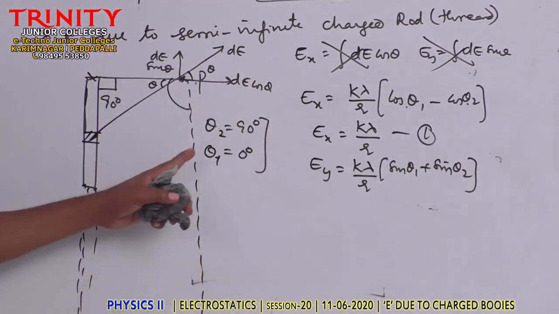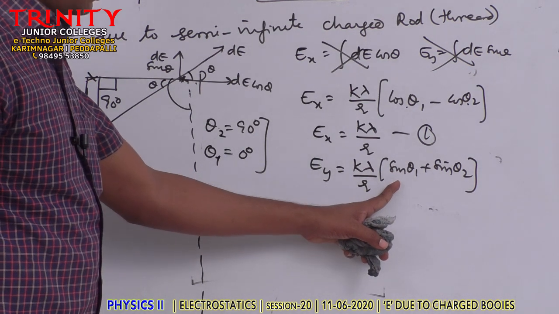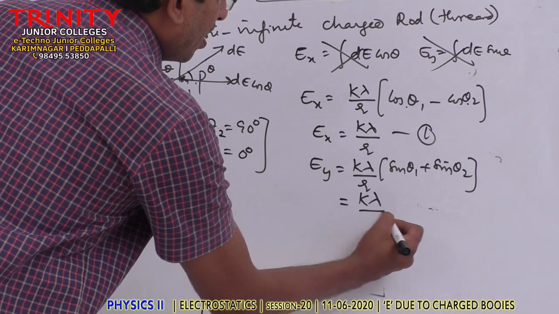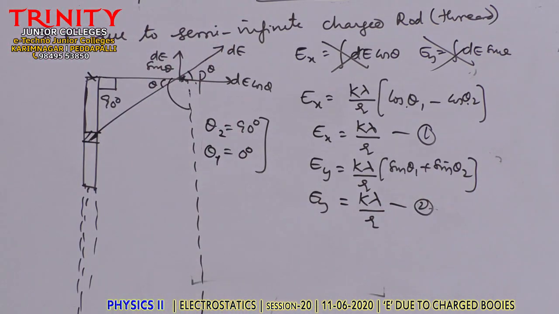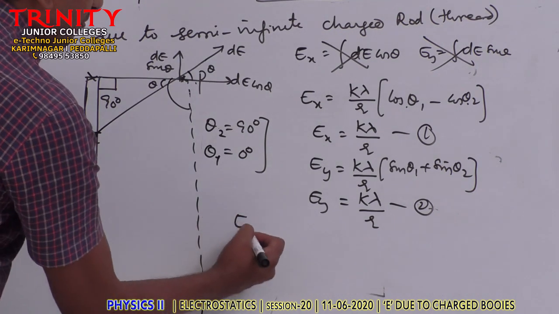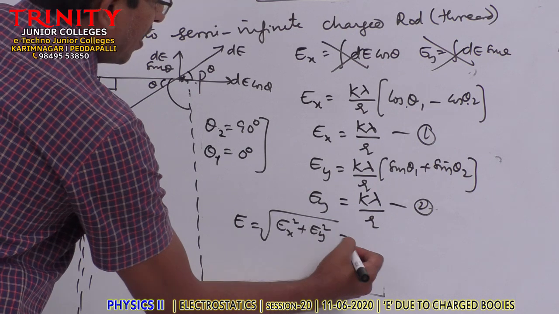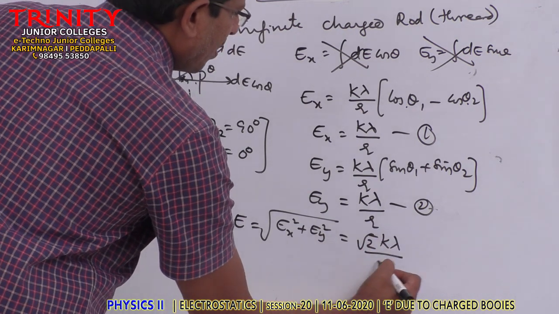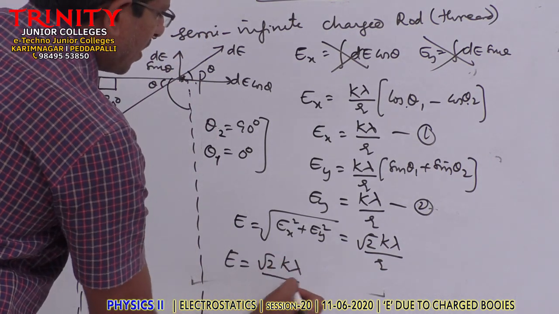Theta 1 is what here? 0. Theta 2 is what? 90. Sin 0 is 0, sin 90 is 1. Therefore, K lambda by r. So Ey is also K lambda by r. Then what is the net intensity because of this? Intensity is the square root of Ex squared plus Ey squared. What you will get is root 2 K lambda by r. This is the final answer I would like to give you.